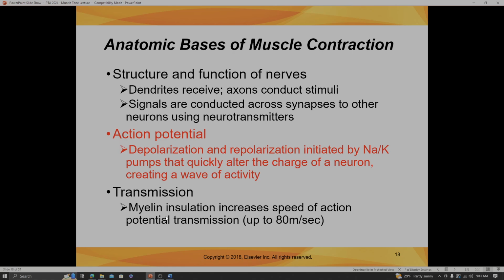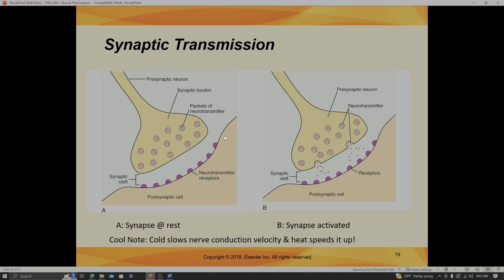And then transmission. Obviously, we know that transmission in nerve structures that are myelinated, or have that conduit of myelin, are able to transmit speeds of action potential much, much faster than unmyelinated. So think of your A delta fibers versus your C fibers, right? So here's the synaptic cleft, right, the synaptic divide. Here are your packets of neurotransmitter. Here in this example, the synapse is at rest.